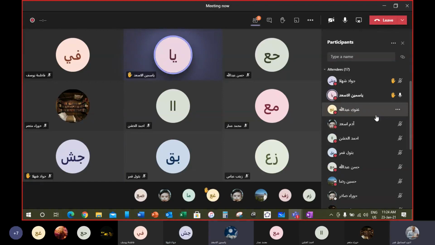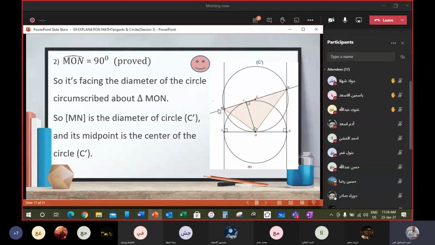Okay, very good. So here in this figure, since MON is a right triangle, which we proved, I draw the circumscribed circle with its center at C, the midpoint of the hypotenuse MN. We take C, the midpoint of the hypotenuse MN, and we draw the circumscribed circle of center C and radius CM or CO or CN. Okay?